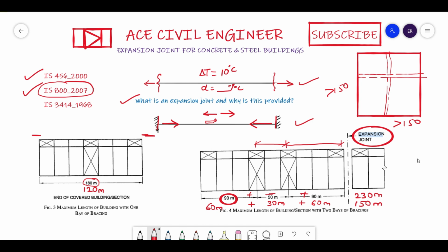And at last, when you are following all these guidelines provided by this code, then you need not consider the thermal stresses, or the thermal force need not be used in analyzing the structure. This is a key important point, friends, which will help us in making an economical design of structures. So that's it, friends. This is all about what the length of concrete structures is restrained to, and what the length of steel structures or steel buildings is restrained to for provision of an expansion joint. Hope you understood this. Thank you very much.